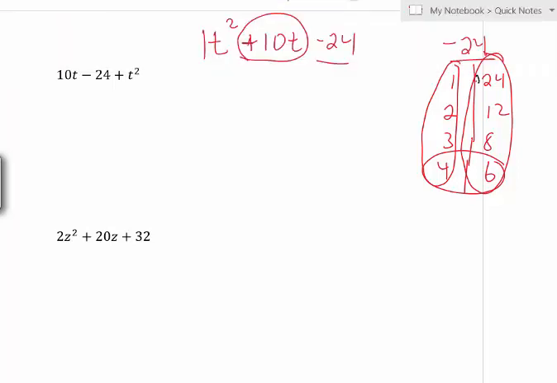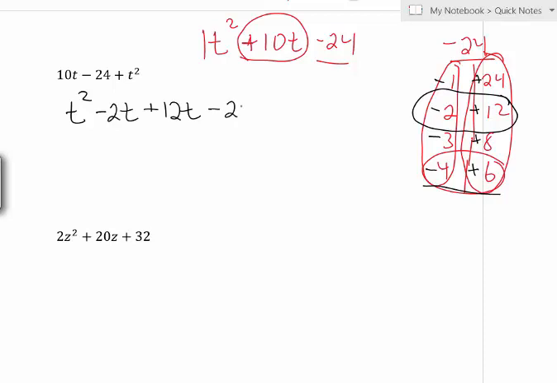So that's going to be a positive 24, a positive 12, a positive 8, a positive 6. Those numbers there are going to be negative, right? They have to have different signs. If I try to combine those together, I'm not going to get a 10 anymore. If I combine these together, I will get a 10. So now I'm going to rewrite this as t squared, a minus 2t, a plus 12t, and a minus 24.